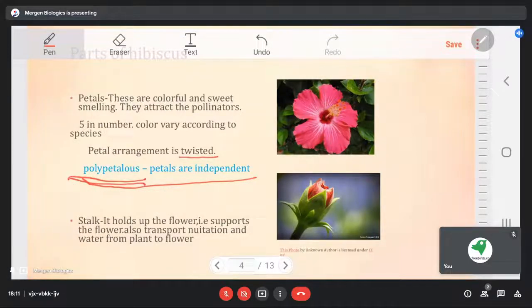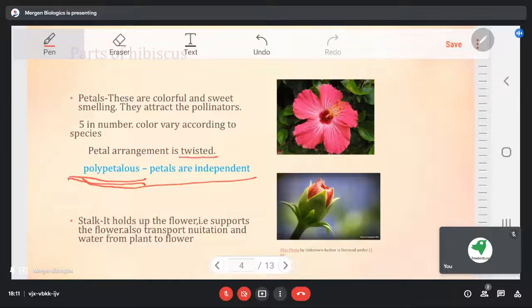So the opposite of polypetalous is gamopetalous. In case of a gamopetalous flower, the petals are fused together, as you have seen in case of hibiscus sepals, they are fused together. So remember the prefixes, gamo and poly. Gamo is when they are fused together to form one. Either it can be gamopetalous or gamosepalous. In case of polypetalous or polysepalous, they are independent of each other.